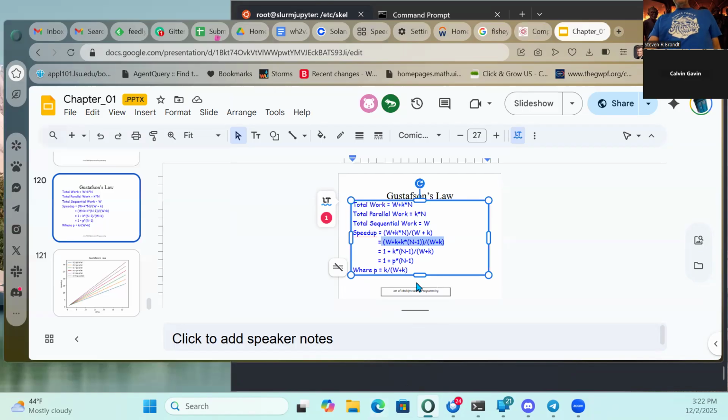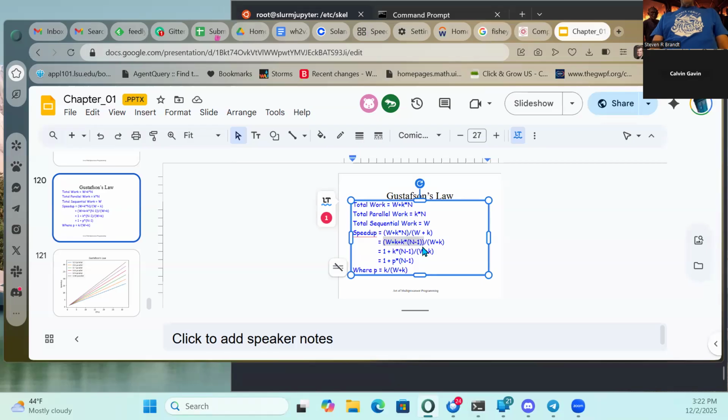All right. And if we have that and we define P as equal to K over W plus K, then the next line is we just cancel the W plus K over W plus K and we get that. So there are two terms in the numerator.